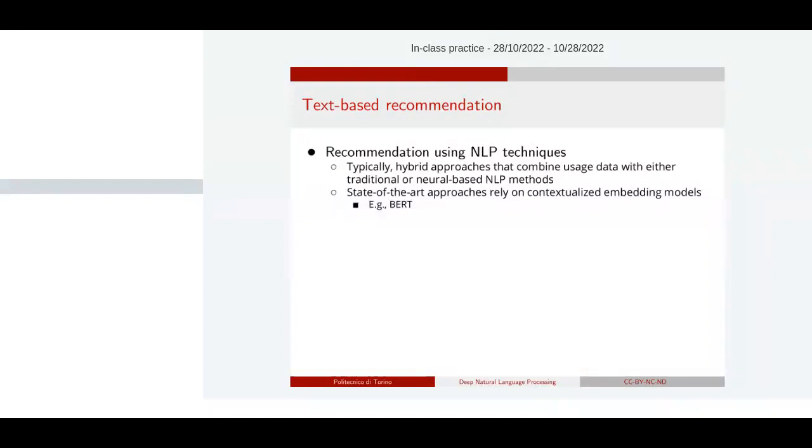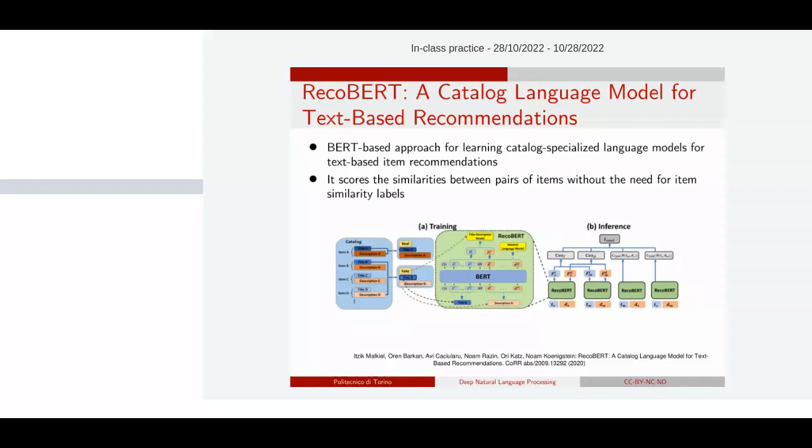Okay, let's focus on text-based recommendations, that are systems that of course are capable of leveraging contextualized embeddings like BERT in order to do recommendations. Here is an example. This example is called RecoBERT, which is an abbreviation of recommender based on BERT. And the idea is very simple.